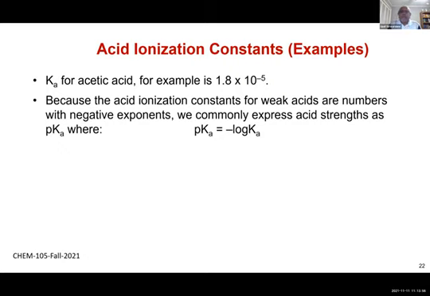Because the ionization constants for weak acids are numbers with negative exponents, we commonly express the acid strength as a pKa value. K sub A value is 1.8 times 10 to the negative 5. How do you get the pKa value? You take the log of 1.8 times 10 to the negative 5 and change the sign, and you get the pKa value.